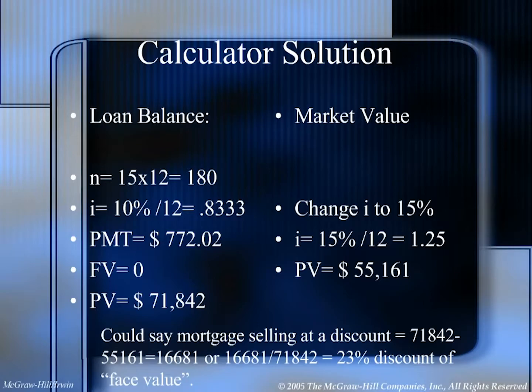And we compute the present value. And we'd say to a new investor, these cash flows would only be worth $55,161. So as I said down here at the bottom, we could say that the mortgage is selling at a discount.